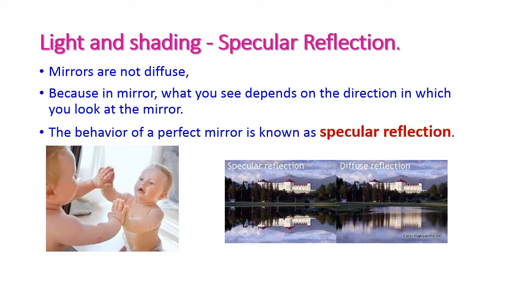The next one is specular reflection. The mirrored reflection is called specular reflection. Mirrors are not diffuse. That means what you see in a mirror depends on the direction in which you look at the mirror. We experience this a lot. The behavior of a perfect mirror is known as specular reflection. So this is the mirrored reflection, that is specular reflection, and this is the diffuse reflection.